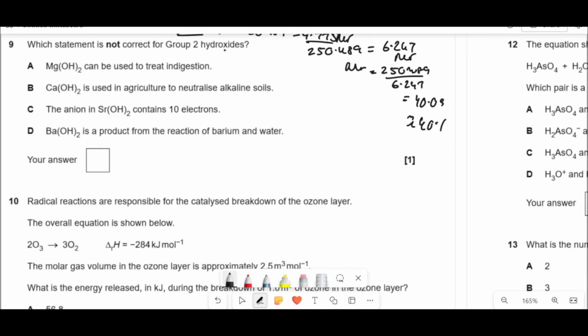It says, which statement is not correct about group 2 hydroxides? Mg(OH)2 can be used to treat indigestion. That is true, so that's not the one that's incorrect. Ca(OH)2 is used in agriculture to neutralize alkaline soils. No, because the reason they do it is to increase the pH of it. And this is an alkaline solution, so why would it neutralize an alkaline soil? For it to neutralize that, it's got to be acidic itself, which is incorrect, so it's B.